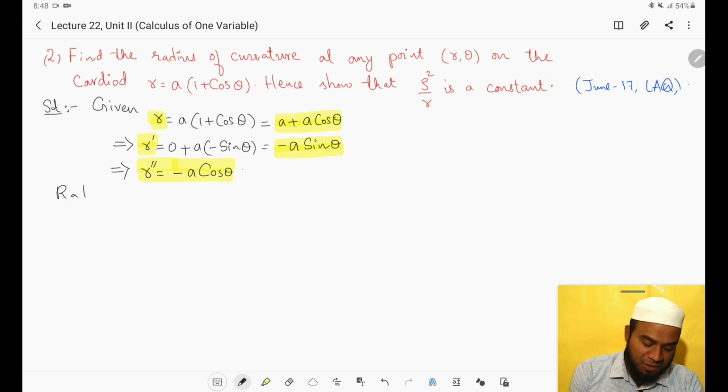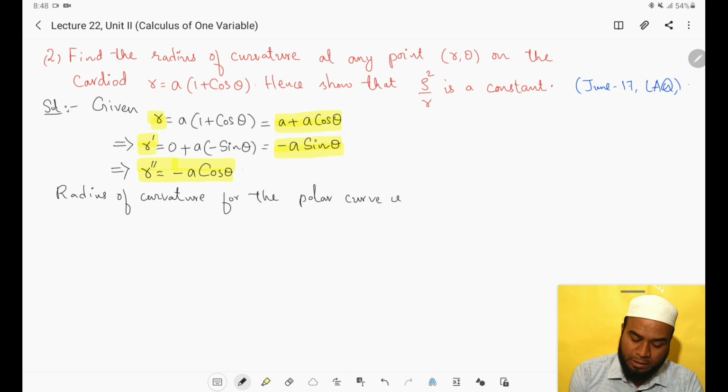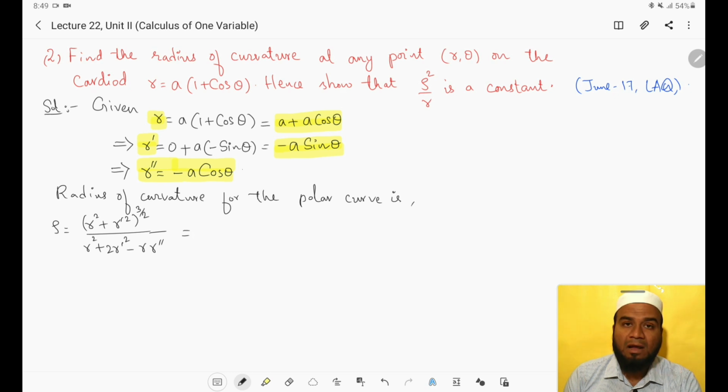Now the radius of curvature for the polar curve is, what is the formula? Rho equals (r square plus r dash square) whole power 3 by 2 by (r square plus 2 r dash square minus r r double dash). This is the formula, right? We have to substitute all those values of r, r dash and r double dash.